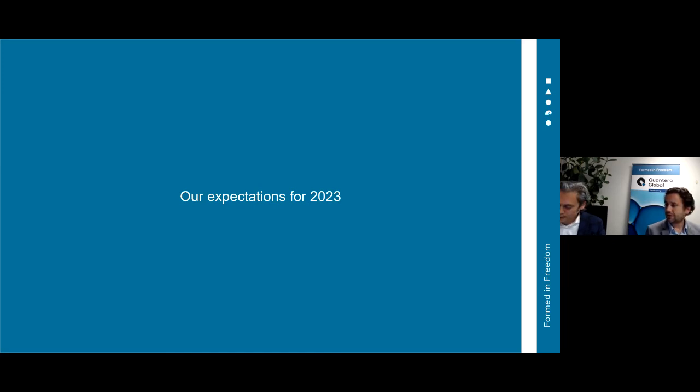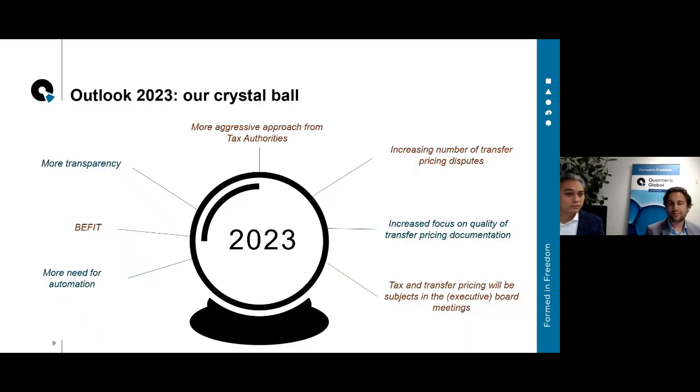So let's see, what does 2023 have in store for us, Adrian? Now, let's see. I think we discussed a lot of items already. So let's go through them. I think more need for automation, something already discussed. That's given the fact that we're trying to improve all our processes, trying to make sure that we use our people, our workforce, in the most efficient way.